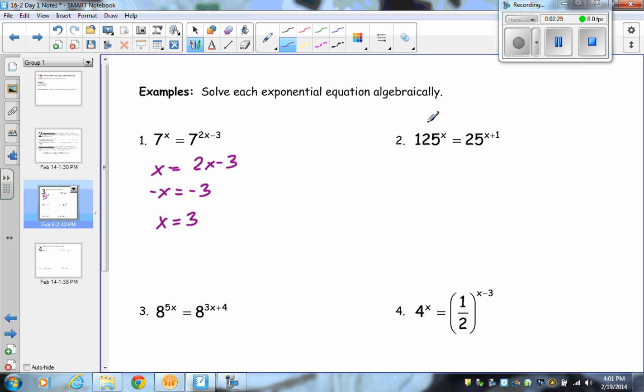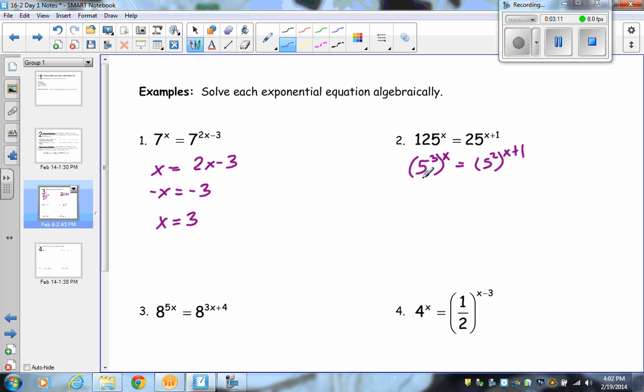On number 2, we have 125 as a base and 25 as a base. Since I can't write 125 with a base of 25, and I can't write 25 with a base of 125, we have to come up with another number that both 125 and 25 can be used in. So if we think about our powers, we know that 125 is 5 to the third, and then we have that to the x, and 25 is 5 squared, and that's to the x plus 1.